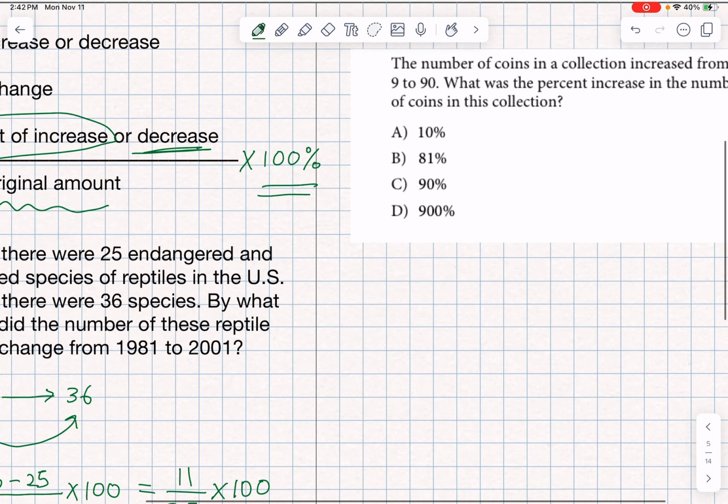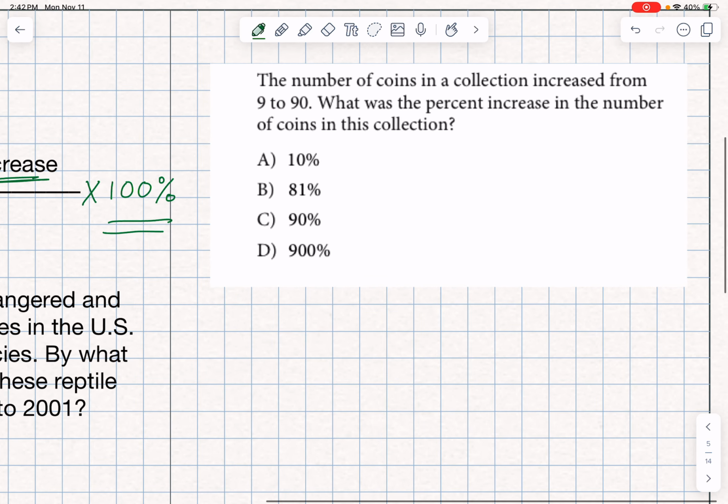And another example problem in SAT. The number of coins in a collection increased from 9 to 90. What was the percent increase in the number of coins in this collection? So the original amount of coins starts from 9 and increased to 90.